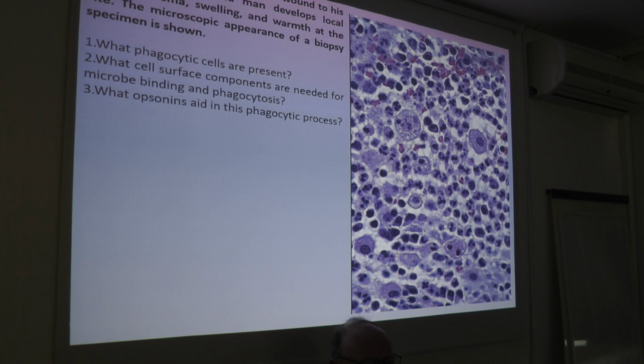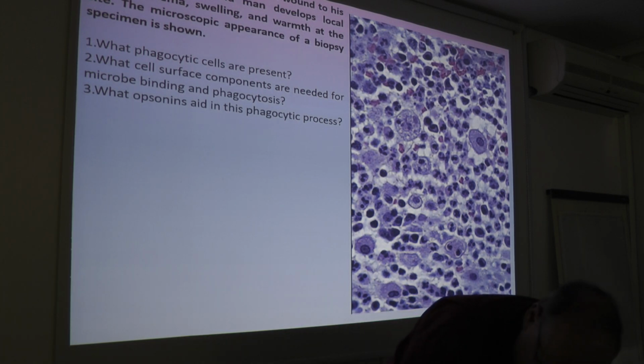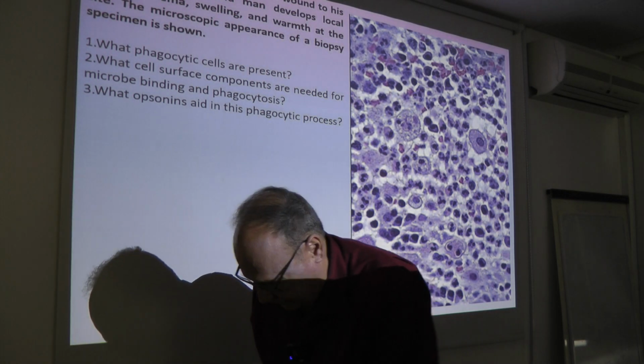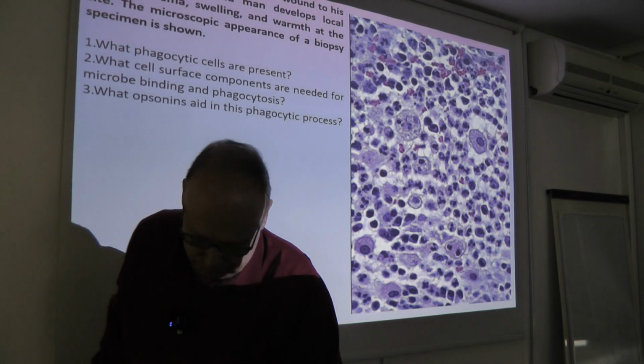What are these cells? Please identify them. This one. We can't see them now. I cannot show. I'll show them with the pointer. Because we have a mixed inflammatory cell population here.